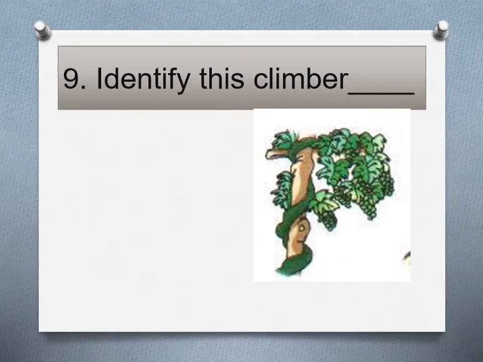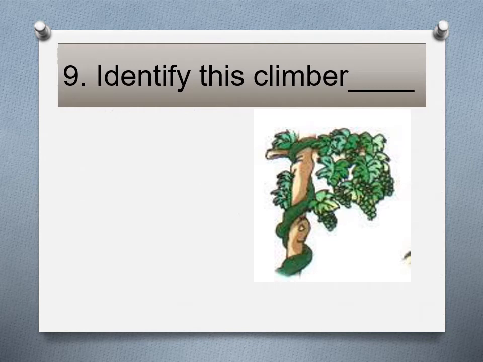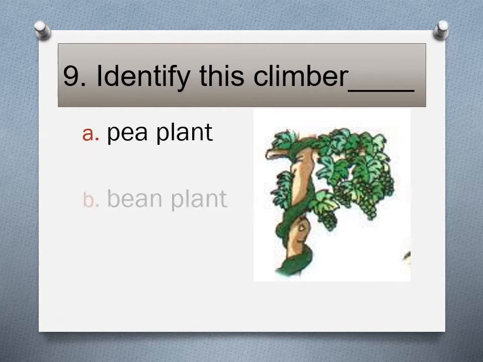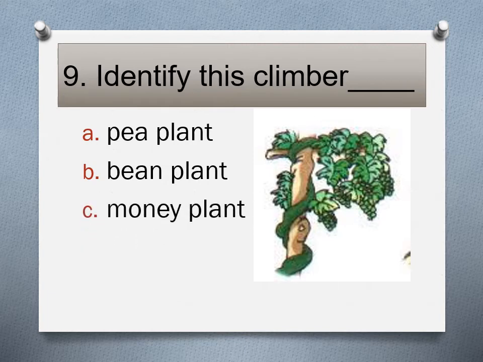Now I have given you a picture of a climber. You have to identify and tell me which climber it is. A, pea plant. B, bean plant. C, money plant. And D, grapevine. Can you guess? Yes, it is grapevine. Very good, children. All are doing well.